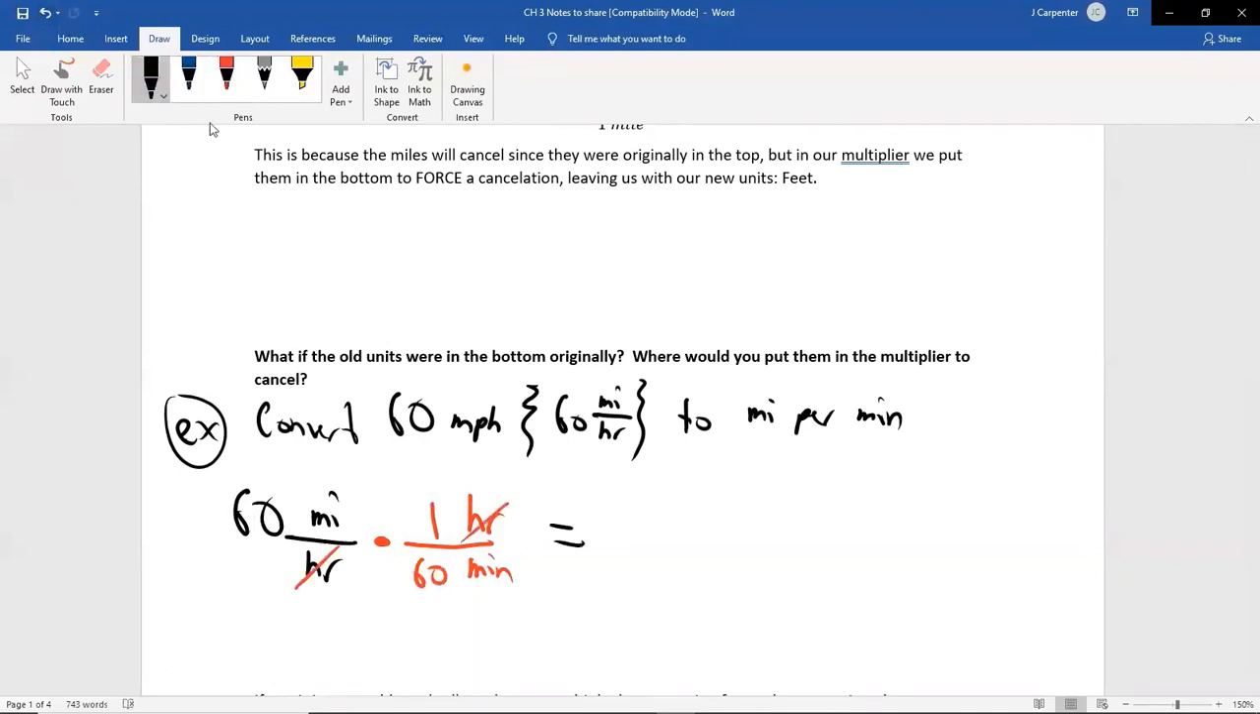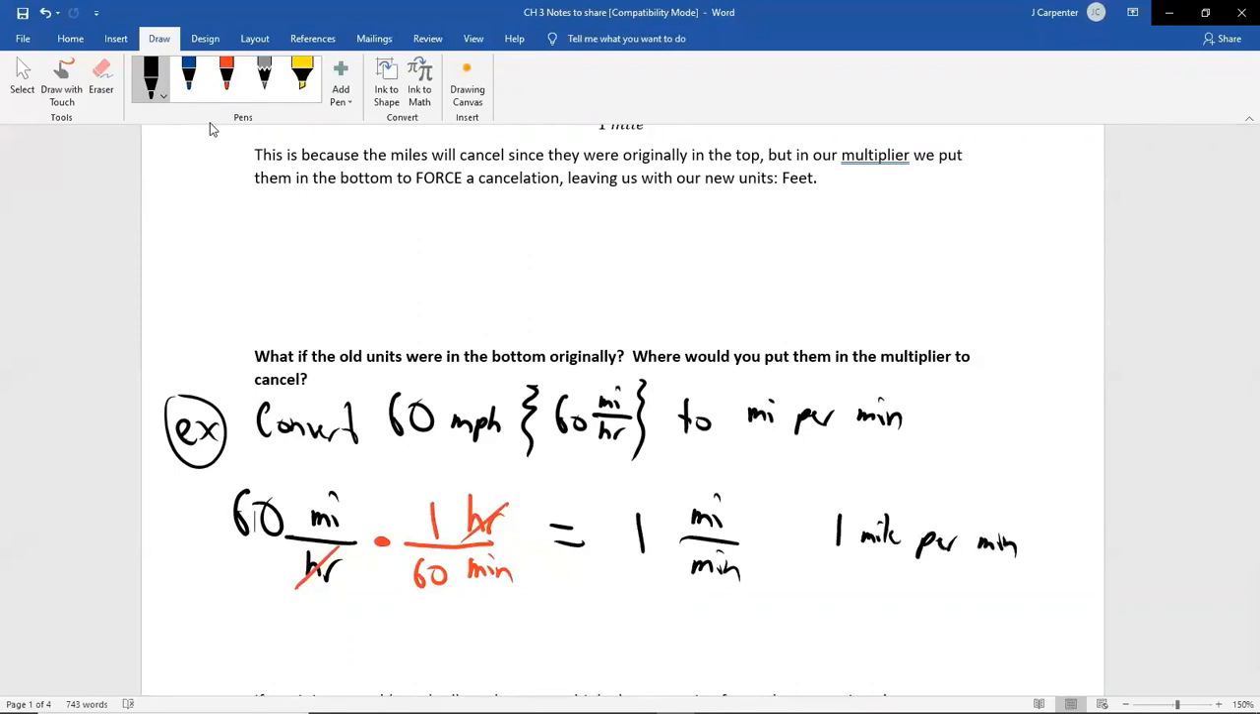And the miles are still left in the top. They don't cancel anything. The minutes are still left in the bottom. So this is now in miles per minute. And then you have a 60 in the top, a 60 in the bottom. They cancel exactly. 60 divided by 60 is 1. So you get 1 mile per minute. You could write it that way as a fraction, or you can write 1 mile per minute.